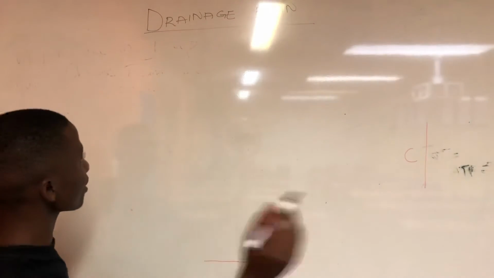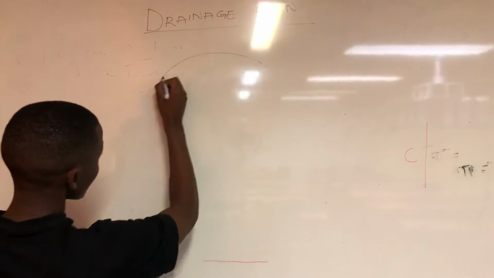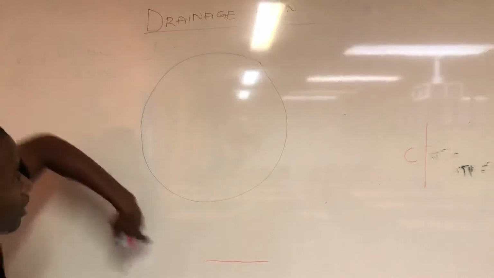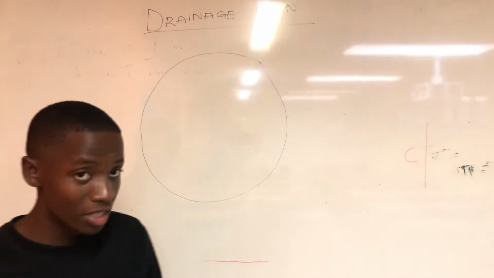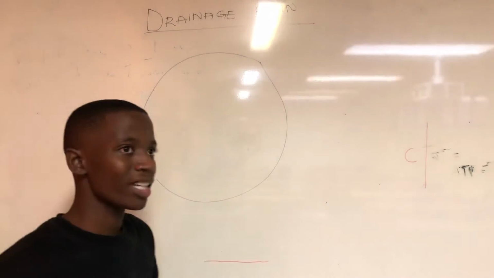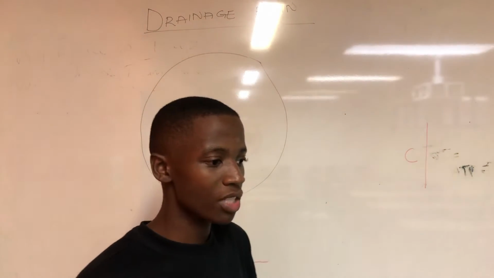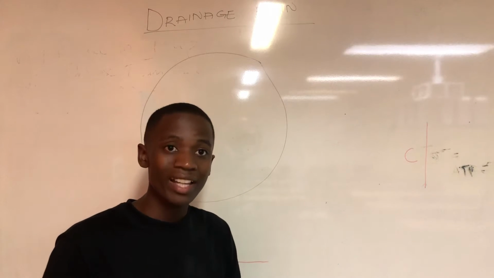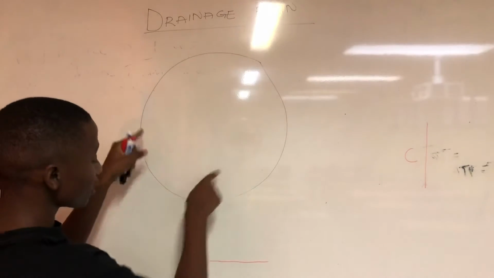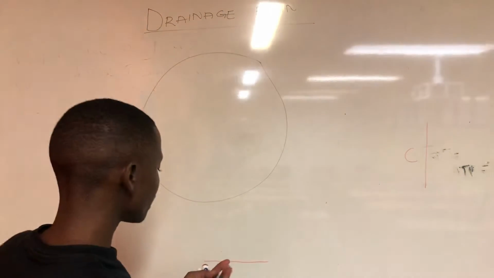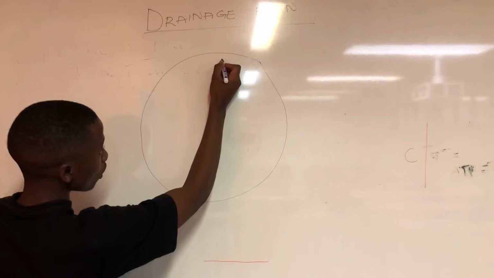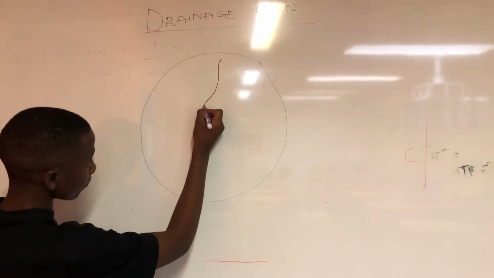Let's say this circle is the area that is being drained by the river, which is the drainage basin. Within the drainage basin, we have a river and tributaries. Meaning it is an area that is drained by the river and its tributaries, or by the mainstream and its tributaries. Look, we have to draw inside the mainstream.